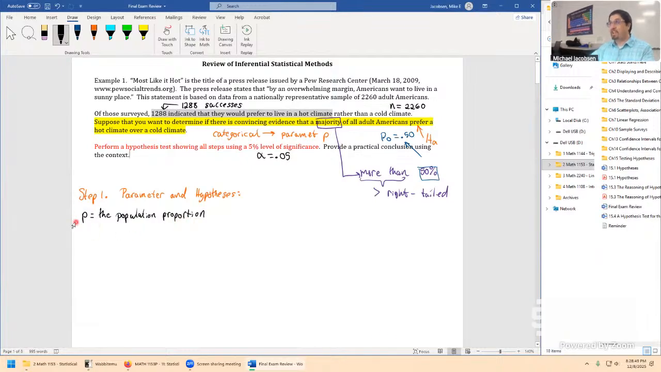If you make a mistake on the symbol like I just did, I'd probably just pen in P instead of mu, but I wouldn't take off a point on that level. P is going to be the population proportion of successes, but that's just people indicating they would prefer to live in a hot climate. So we could say population proportion of people. I'll paraphrase it by losing the word indicated. I'll just say people who prefer to live in a hot climate.